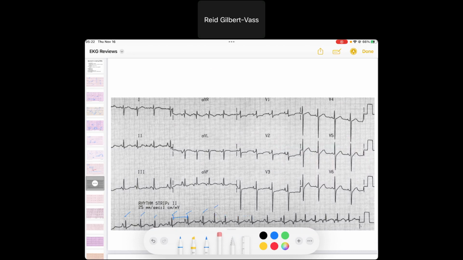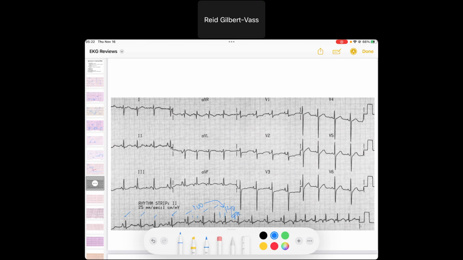But first, let's just use our reasoning. It's a narrow complex tachycardia. So if it's narrow, that means it's likely coming from the atria in some origin. And so let's take a look and see what the atria is doing. This rate is ranging between about 100 and 140 beats per minute.